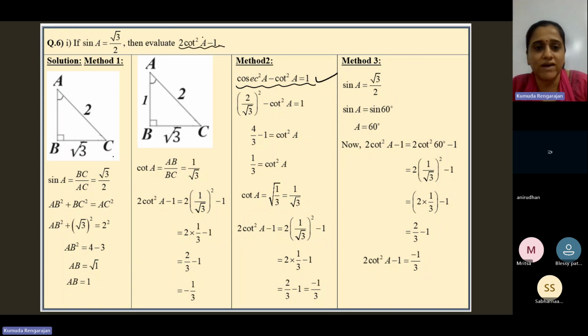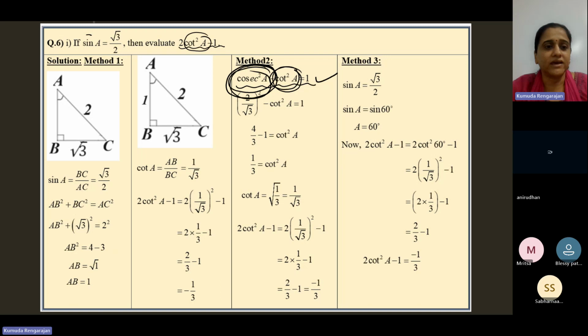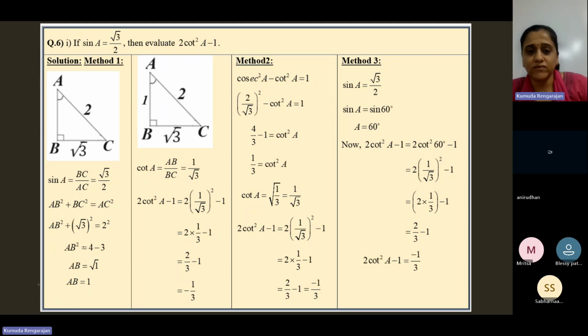So what do you need? You need the value of cot A or cot square A. Correct? So you have cot in this identity. You have to find this one, right? So you should know the value of this one. We know the value of this one because sine A is root 3 by 2, which means cosecant is 2 by root 3. We've used this identity, right? Now we have to find this. That means you should know this one. If you have to find this and you don't know the value of this, then nothing you can find, right?